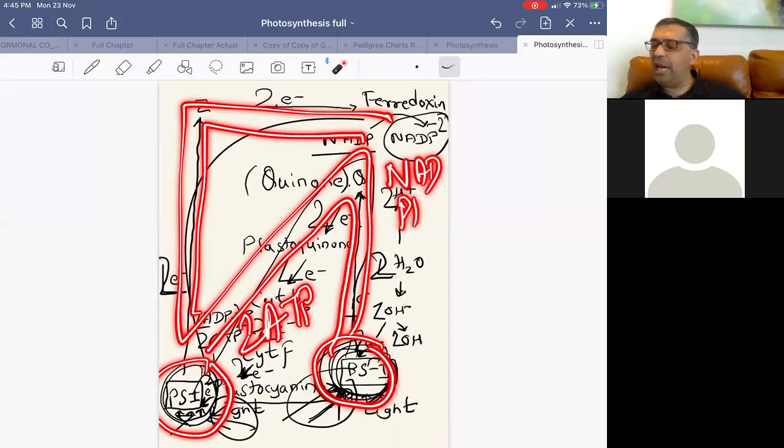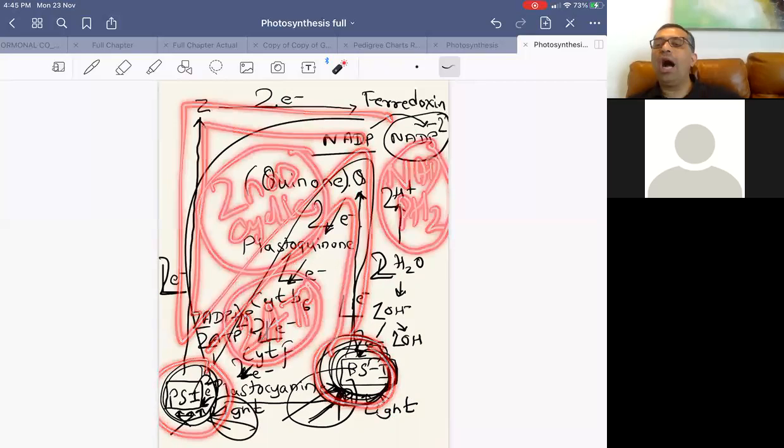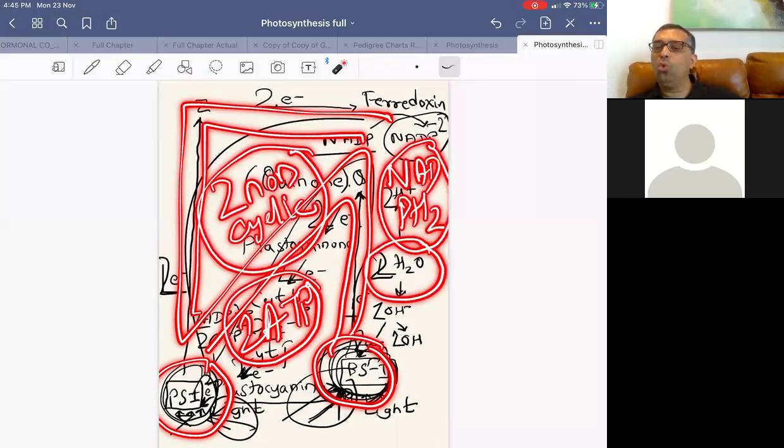So two non-cyclic processes have formed 2 ATP and 1 NADPH2. How many photolysis took place? 2. 2H2O formed 2OH minus, from which 2 electrons went to PS2 and brought it back to ground state, and we have 2OH left.